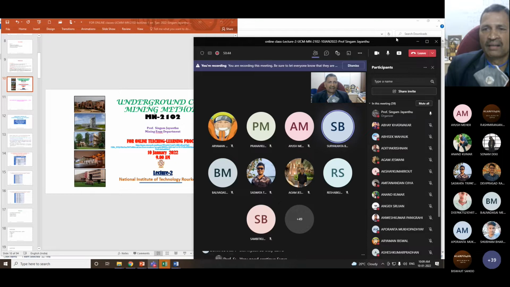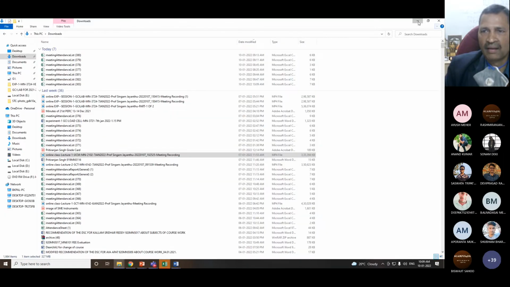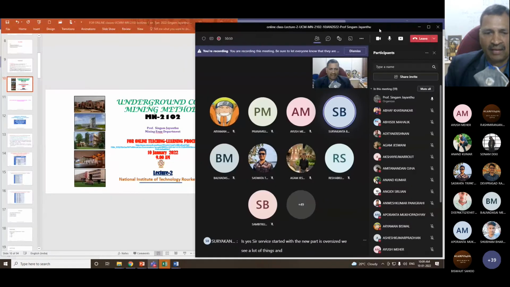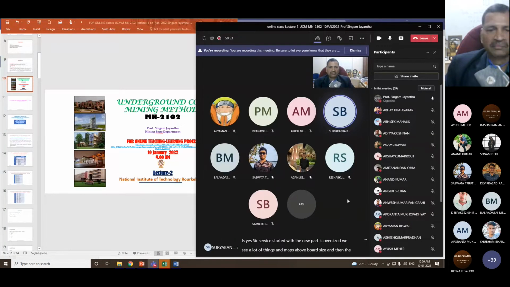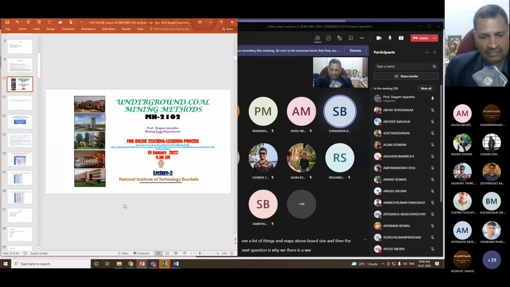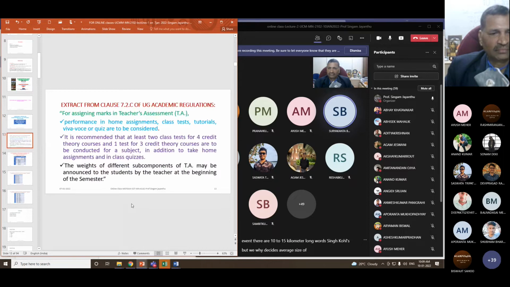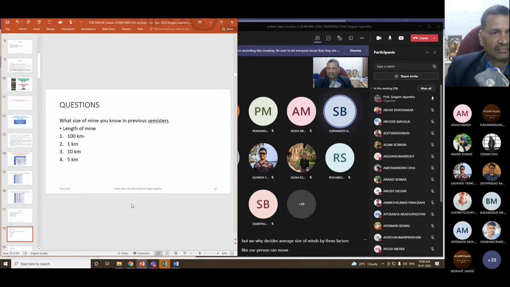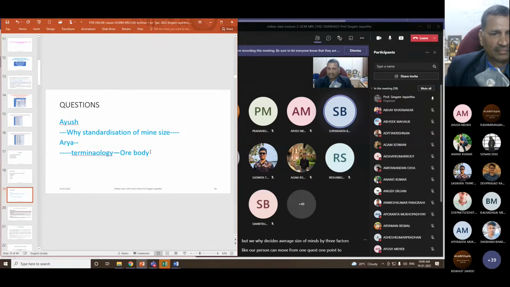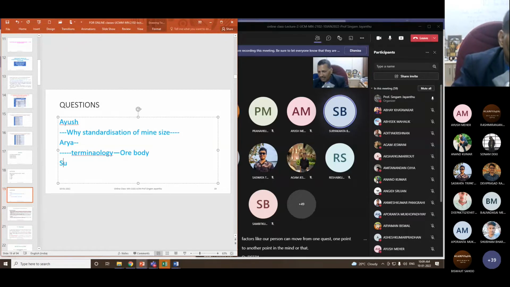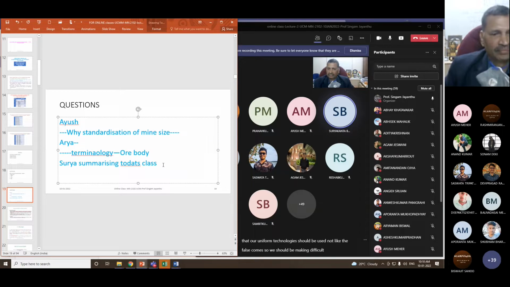Yes, sir. We started with what is oversize. We see a lot of things and maps about oversize, and then the next question comes: why is there oversize, because there are even 10 to 15 kilometer long coal seams, but why do we decide the average size of mines by three factors: that a person can move from one point to another in the mine, that the ore deposits are in uniform distributions, or third, that uniform technology should be used, not like the faulted seams. So we should not make it difficult to manage the deposit.